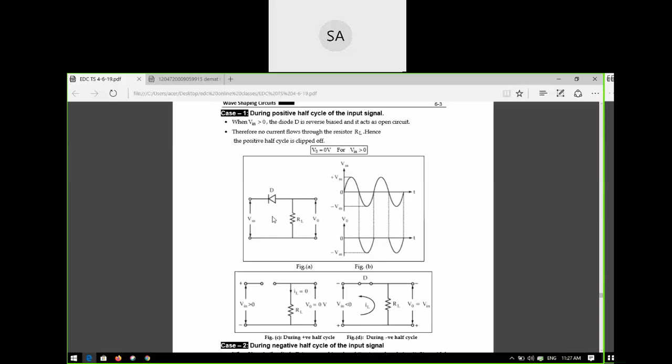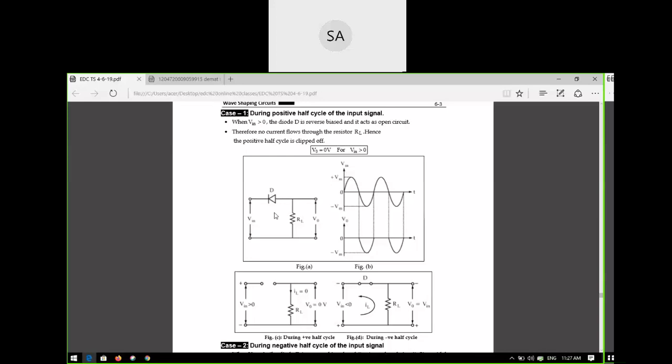No current. The circuit is open. There is no current, sir, zero current, because the circuit is open. That means the load is disconnected from the input cycle. So what is the current flowing in the load RL? Zero, because it is open.